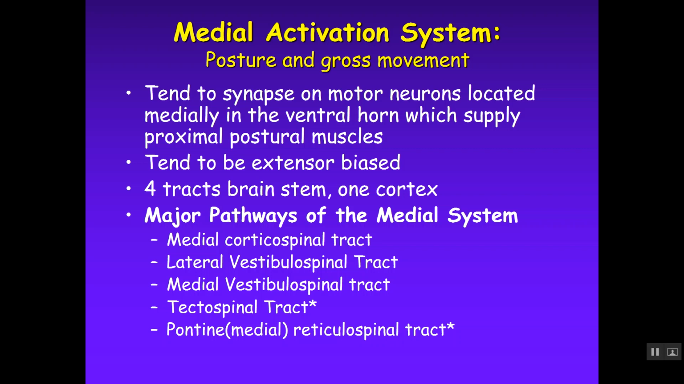And the medial activation system, as a general rule, promotes background extension, most of the time, not all the time, but we'll talk about a few exceptions. It tends to turn on postural and gross movement muscles and tends to bias extension, okay, against gravity. You know that it's more primitive in nature just because 4 of its tracts begin in the brainstem. So brainstem level control is not as sophisticated as cerebral control. But it does have one tract that begins in the cortex, but 4 of the 5 are brainstem tracts.